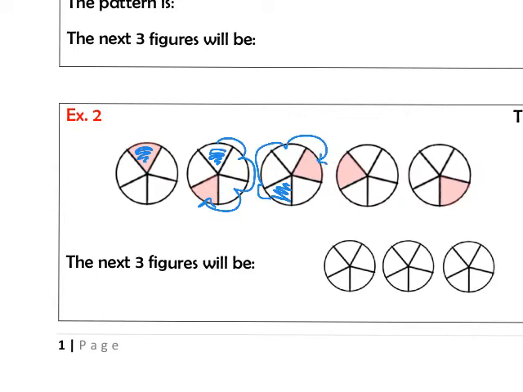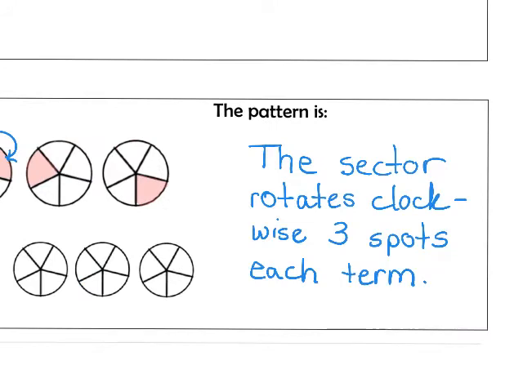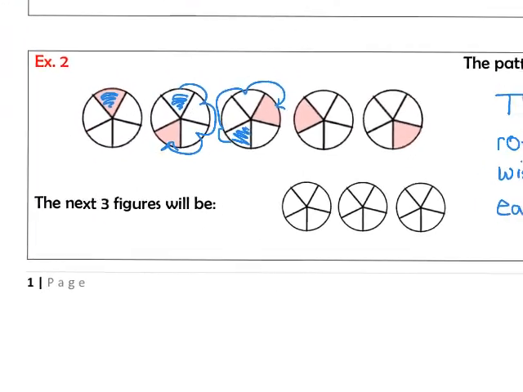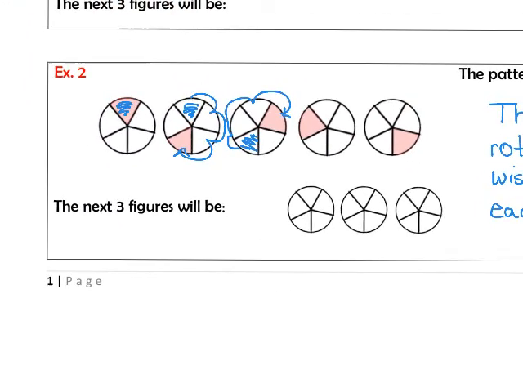So the pattern is that the sector is rotating 3 spots clockwise each term. So write that in under the pattern is. Again, the sector rotates clockwise 3 spots each term. And the last thing we need to do is illustrate what the next 3 figures will be. So go ahead and pause, shade them in, and see if yours matches mine. All right, your shading should look like this. And let's go on to our last example.